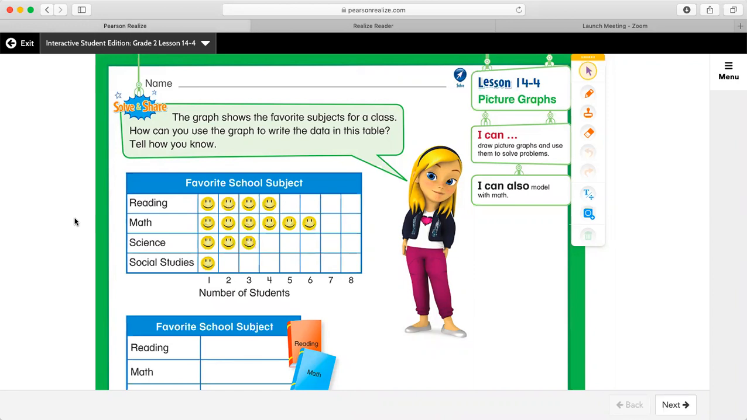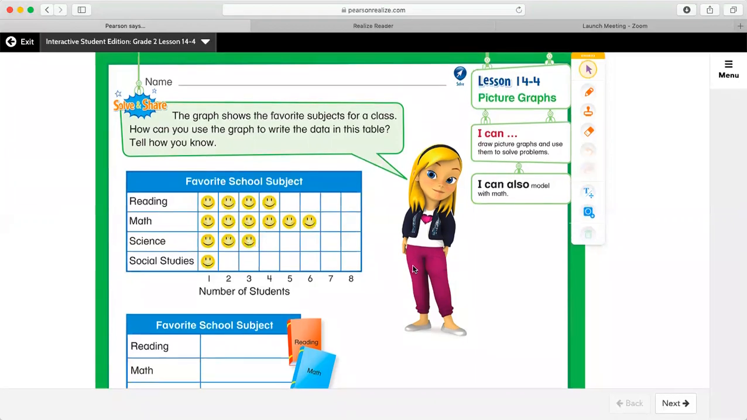We've looked at line plots and we've looked at bar graphs, and now we are going to be using picture graphs. When we did line plots, we used a number line and put little dots above each number. When we used a bar graph, we colored in long horizontal rectangles. Today, to plot our data, we are going to use pictures.